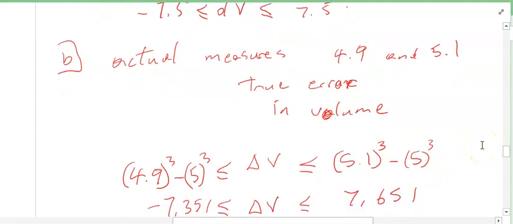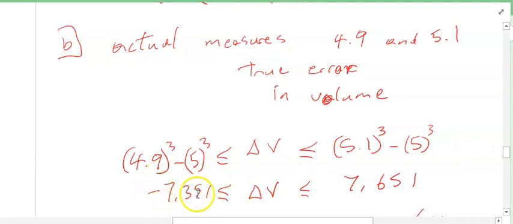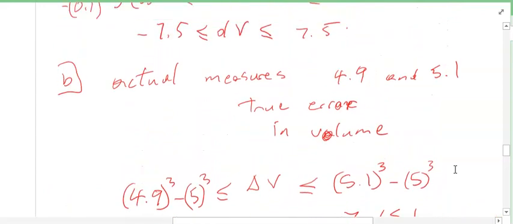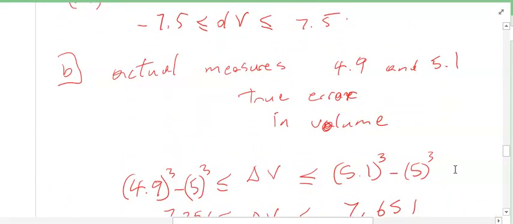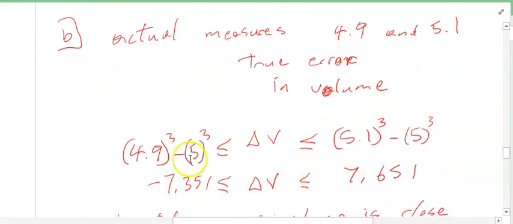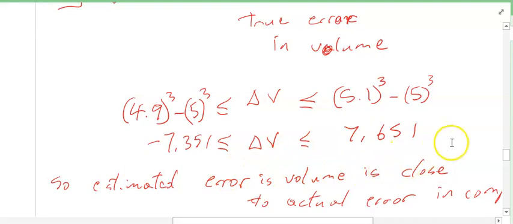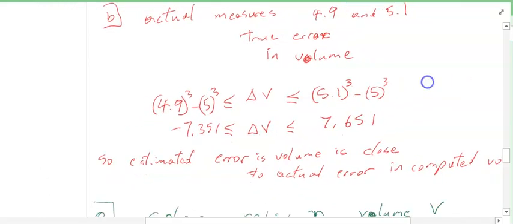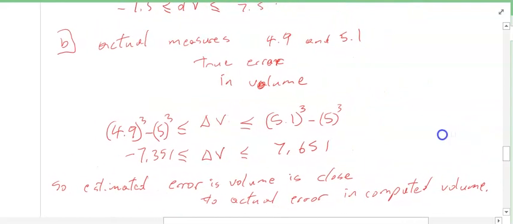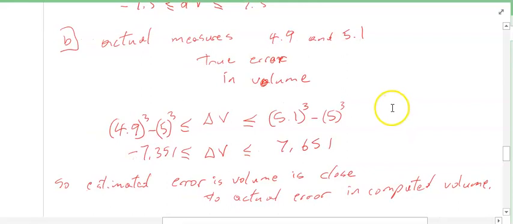So then these numbers simplify to give negative 7.351 less than or equal to delta V less than or equal to 7.651. So our estimates were from negative 7.5 to 7.5, and then our real thing was from negative 7.3 to 7.6. So not too far, maybe about a 0.05 or 0.15 difference. So the estimated error is close to the actual error in comparison. So in this case, the estimated error in the computed volume is pretty close to our actual error.